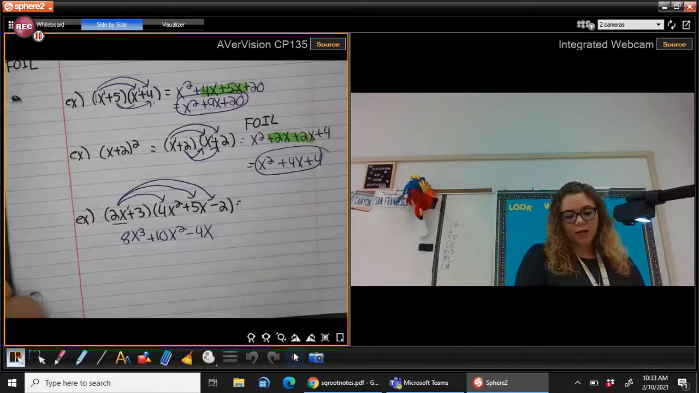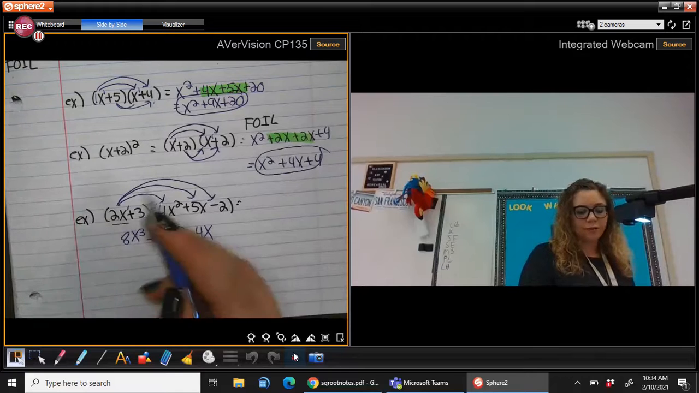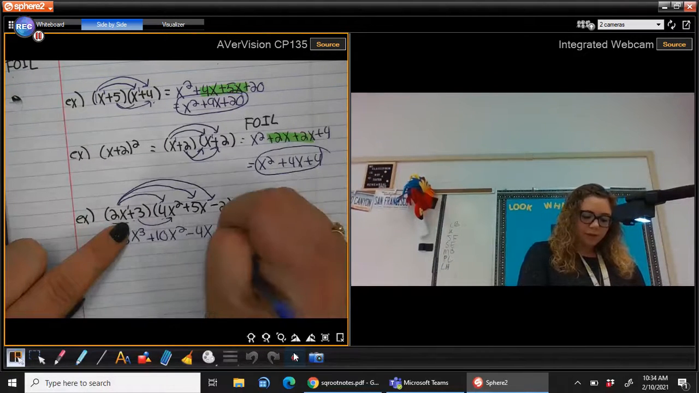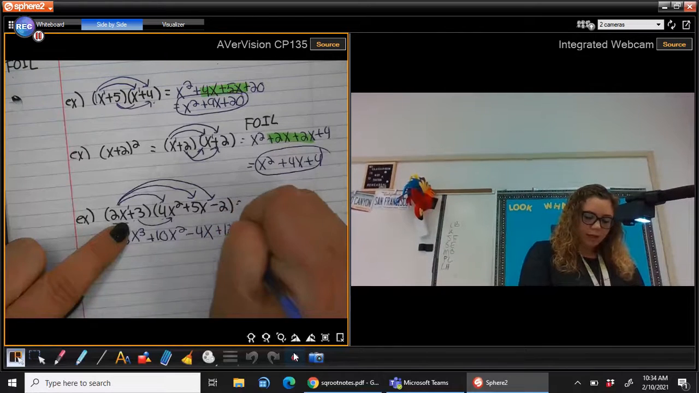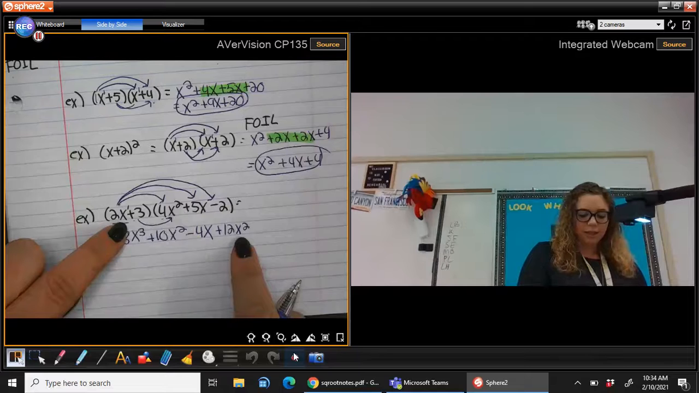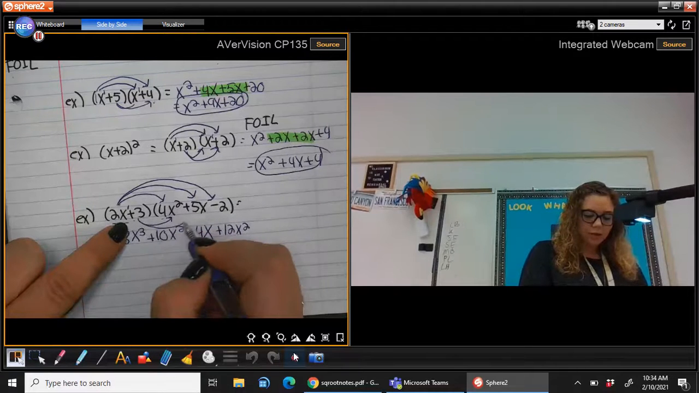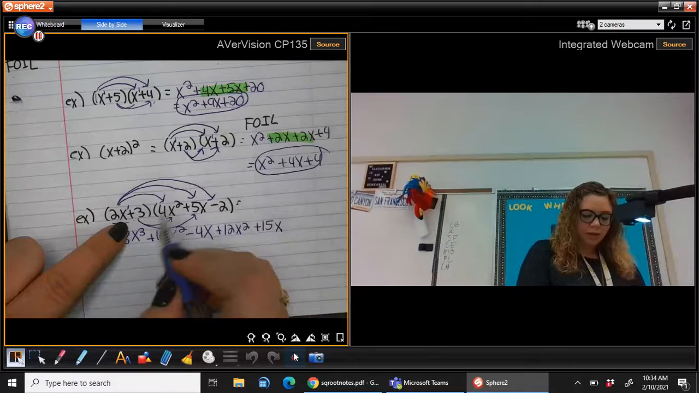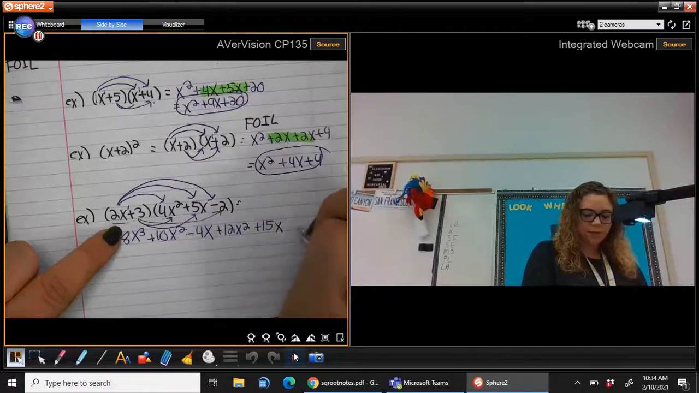So now that you've done that, now you have to go back and do the 3. So 3 times 4 is going to give me 12. Okay, then x squared, I have nothing to combine it with, so I'm just going to leave it as is. 3 times 5 is 15. Again, leave the x. And then 3 times negative 2 is negative 6.